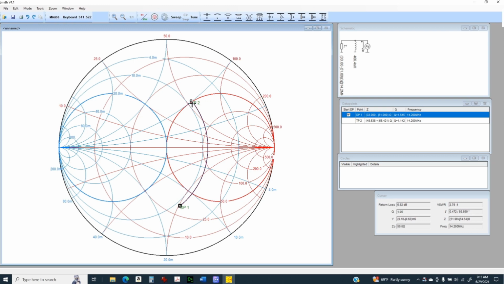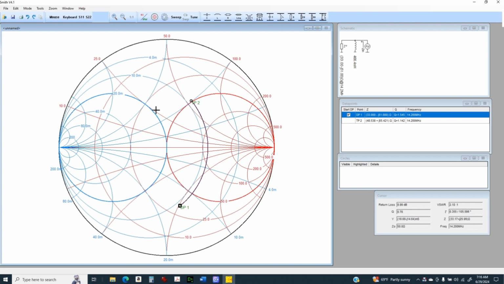Got a question for you. If we were to drop straight down from this point to the real axis, would that represent the resistance that we're seeing at that point? And the answer is no. The resistance that we're seeing at that point is represented by this unity resistance arc. That's the constant resistance circle, I should say, not arc. It's actually a circle. But any point on that circle has the same resistance. Any point on the red circle has the same resistance, which is called the unity resistance circle.